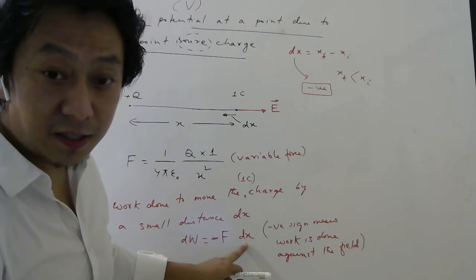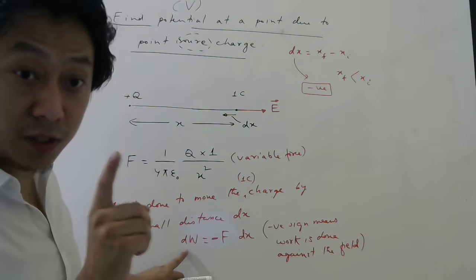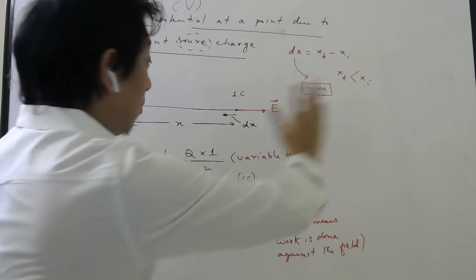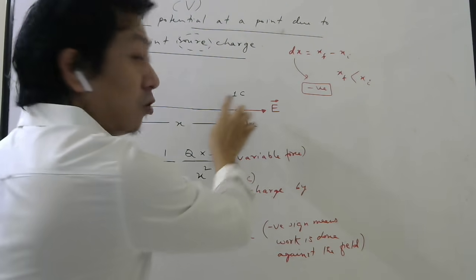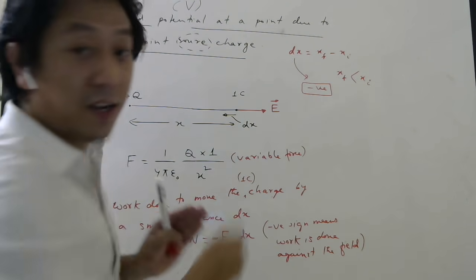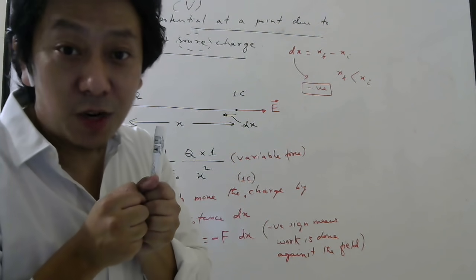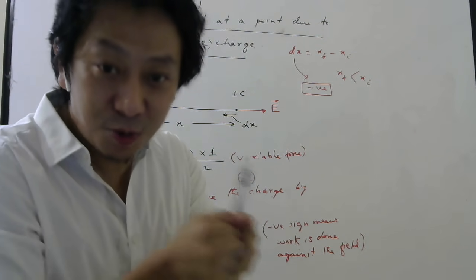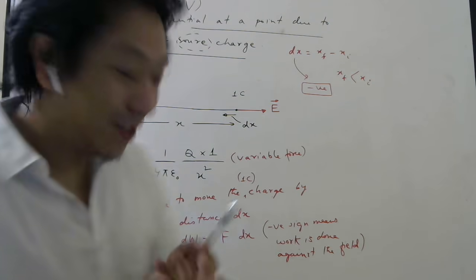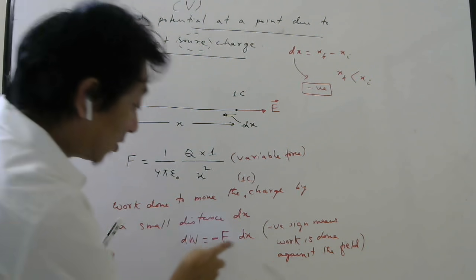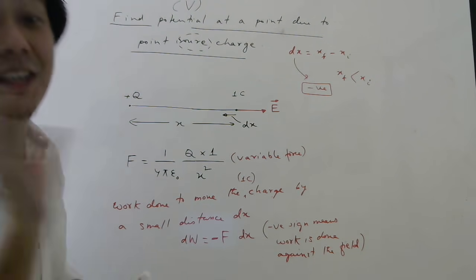And since this is negative, but I want work done to be positive because I am applying force this way, and the body is also moving this way. This 1 coulomb charge is also moving in the same direction. So work done must be positive. I know, right? Because I have to do work against the field. So I must do positive work, that is very clear. So this minus sign is there to make this work done positive because dx actually is negative.